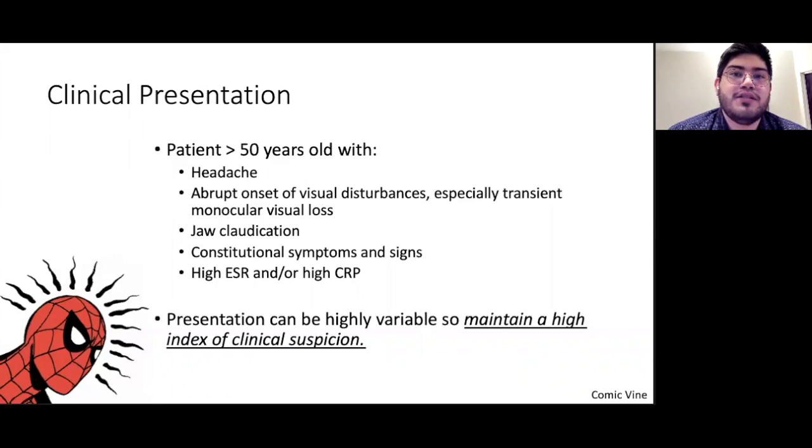Now, the presentation for this disease is very variable. So you need to maintain a high index of clinical suspicion. And here I have a picture of Spider-Man. Now, when he's faced with danger, he has something that warns him, this peculiar sensation known as spider sense. He gets this tingling sensation in his back, and he knows that danger is coming.